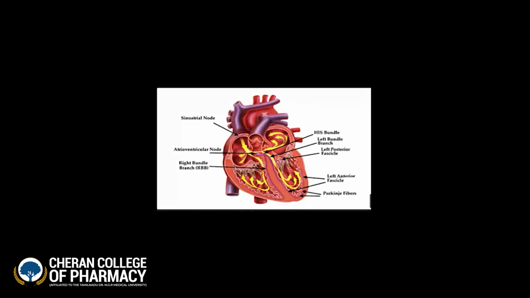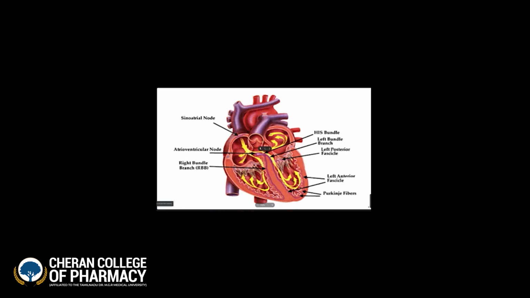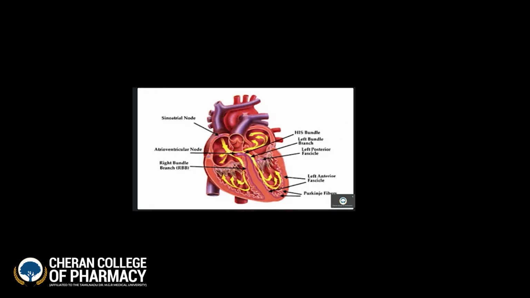Once again, from the SA node to the AV node, a little bit of pause is there. Bundle of His, bundle branches. Which bundle branches specifically? Left and right. And which valves are present? Tricuspid, between the right atrium and right ventricle, and bicuspid between the left atrium and ventricle. And what about the mitral valve? Okay, the bicuspid valve is also known as the mitral valve.